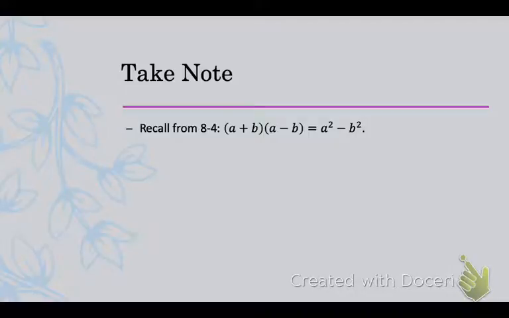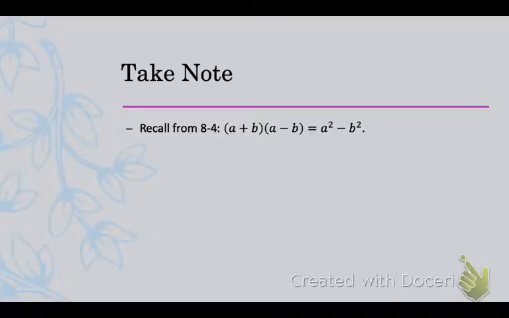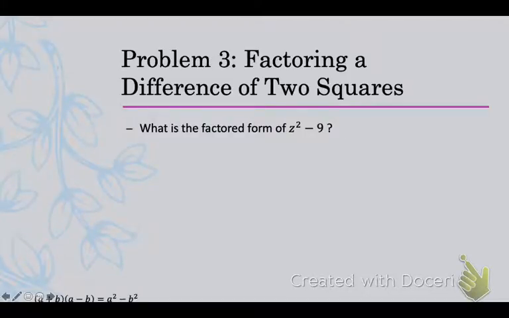All right, so next, take note of this. If you remember from 8.4, we had a really simple way of FOILing these when I have a plus b and a minus b, and it just became a squared minus b squared. So when I'm doing this, I'm calling it factoring a difference of two squares. This only works when you have a difference of two squares, and notice the word difference is in there. That means when I'm subtracting two squares, this is the only time this method works.